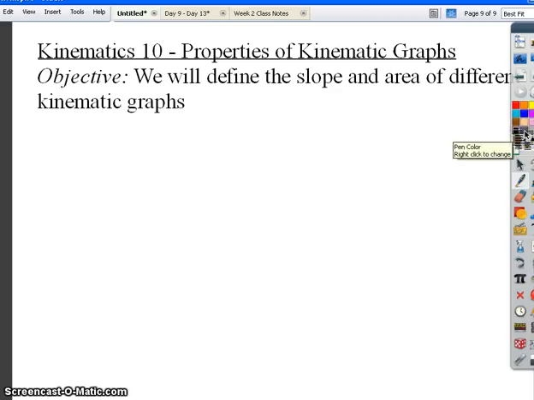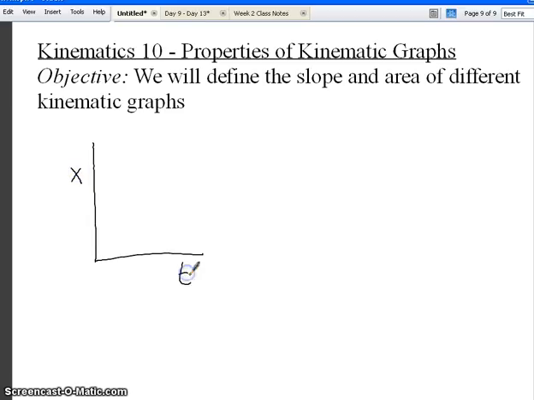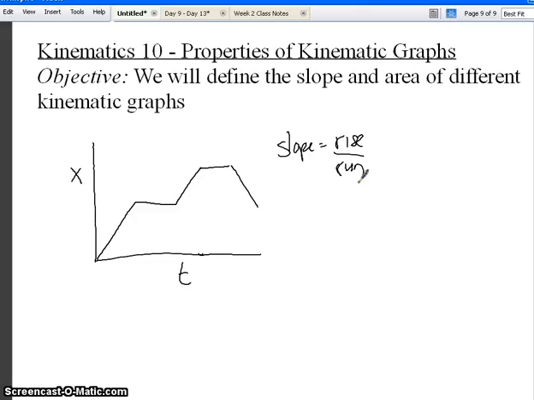So let's look at a basic position time graph. We already have established, but I'm just going to review it, that if we take the slope of this line, the slope is equal to rise over run. The rise in this example is the y-axis, or the delta x, and the run is the delta t.